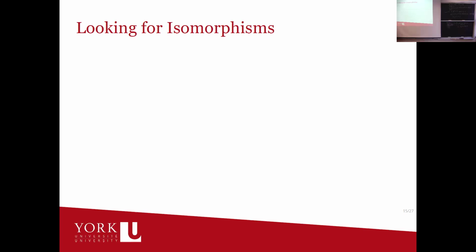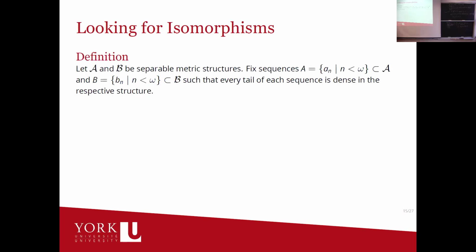The problem is we're separable, and what does that mean? You have to decode it, and it turns out to be a little bit more annoying, but I'm going to give you the general framework. Suppose I have two separable metric spaces. I'm going to fix countable dense subsequences. I'm going to order those into a sequence, but I'm careful in that I want the tail of each sequence to also be dense. So if you kick out finitely many points, you're still dense.